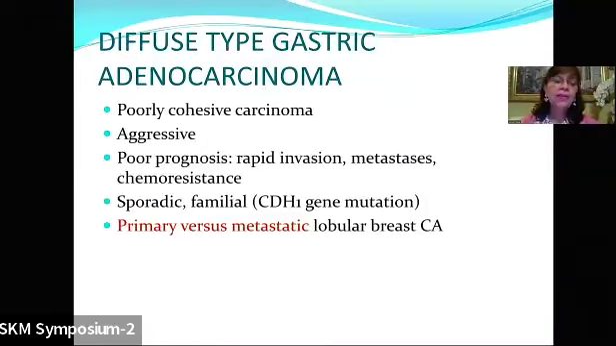So this is an example of polycohesive or that diffuse type of gastric adenocarcinoma, which is a very aggressive lesion with a poor prognosis. There's a rapid metastasis and it may be quite chemo-resistant. So it can be sporadic or familial cases. And one thing to be aware of, we've seen a few cases where there may or may not be a history of breast cancer and they do gastric biopsies. And on gastric biopsy, we see signet ring cells.